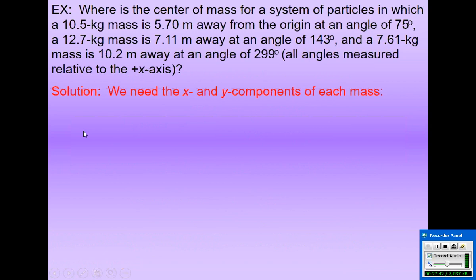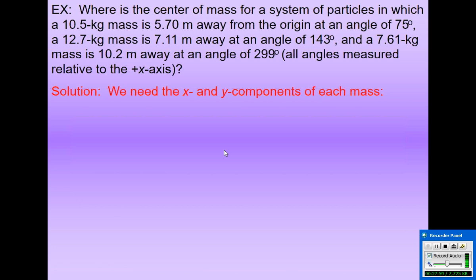Let's take a look at an example, and then we'll call it quits. We have three particles. One has a mass of 10.5 kilograms. It is 5.7 meters away from the origin at an angle of 75 degrees. The second is 12.7 kilograms, 7.11 meters away at an angle of 143 degrees. The final mass is 7.61 kilograms. It's 10.2 meters away at an angle of 299 degrees. All angles measured with respect to the positive x-axis.